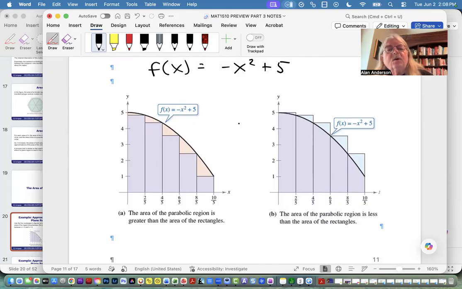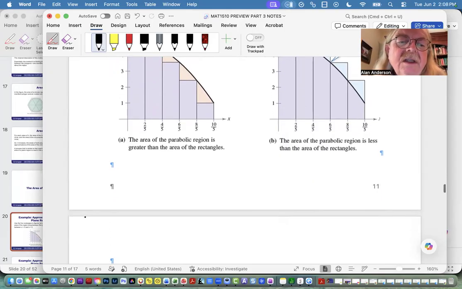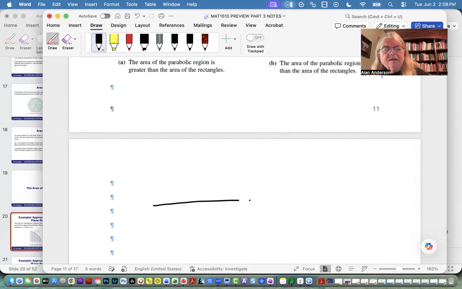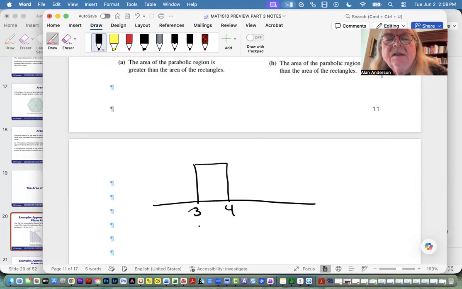Now, there's two equivalent ways of doing this. Each rectangle has, of course, a left endpoint and a right endpoint. So let's say this is the real number line. Here's a rectangle. The rectangle has to have a flat top. Otherwise, it's not a rectangle.